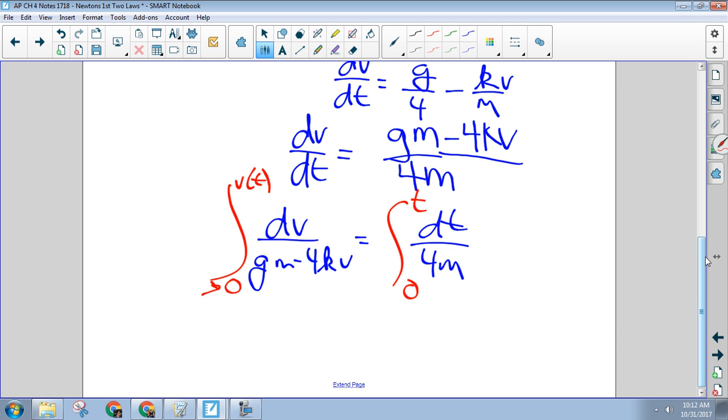And then you guys will learn how to take that integral in your calculus class. So we just leave it there? So just leave it there, you're done. Eventually you need to be able to solve it. But for purposes of Friday's test, you're done here.